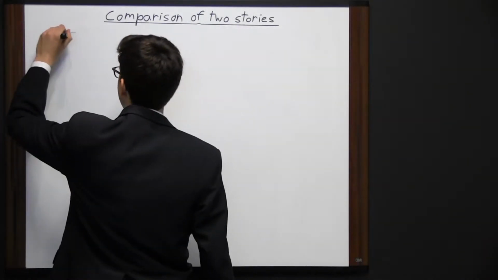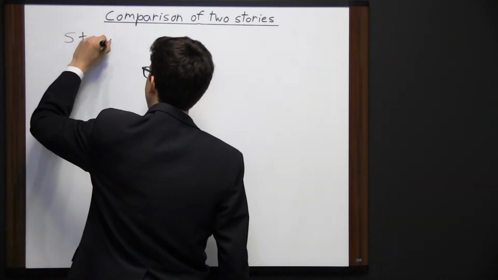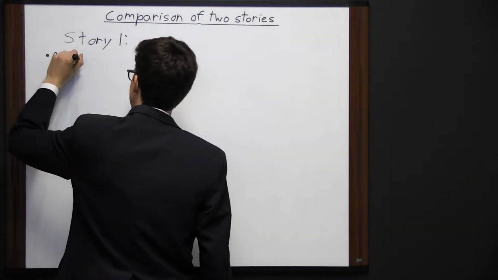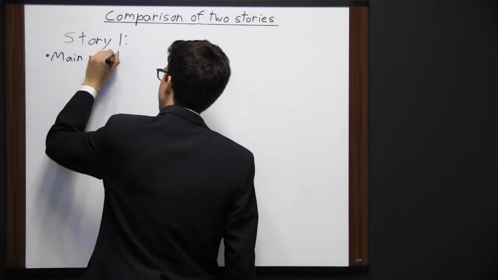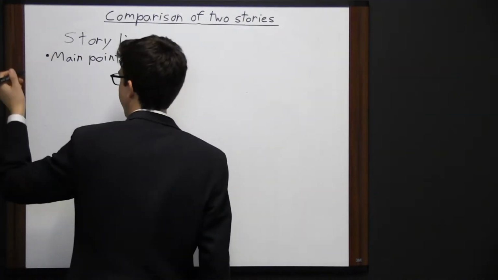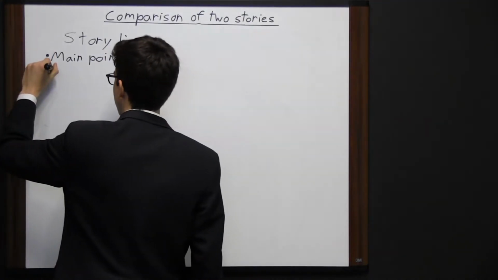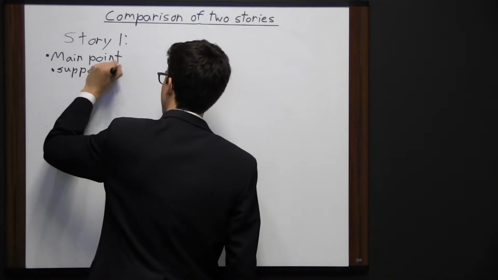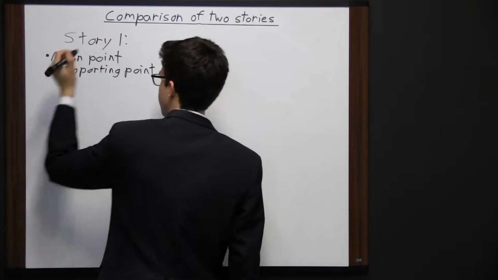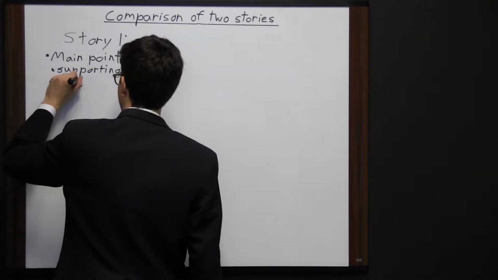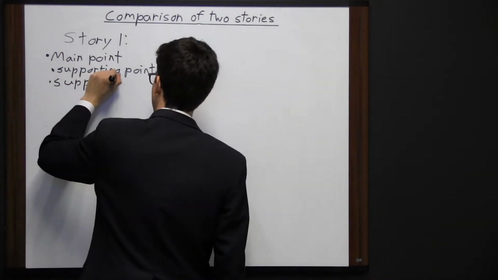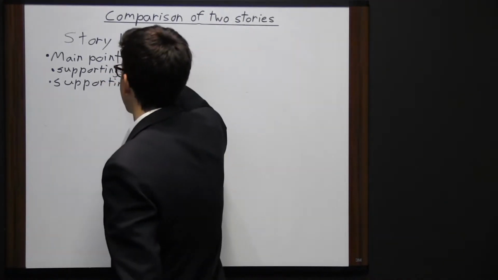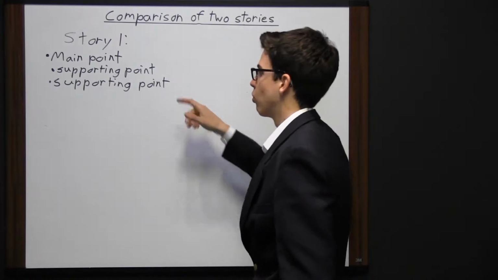And so you might do something like this. You would write story 1, and you would write the main point. And then there would be other points that might not be as important, so you would call those the supporting points. And then you'd come across another supporting point, so you'd write that one down too. Now you wouldn't actually write this, you would actually write a sentence here. You would write a sentence describing the main idea, and you would write a sentence for each supporting point.